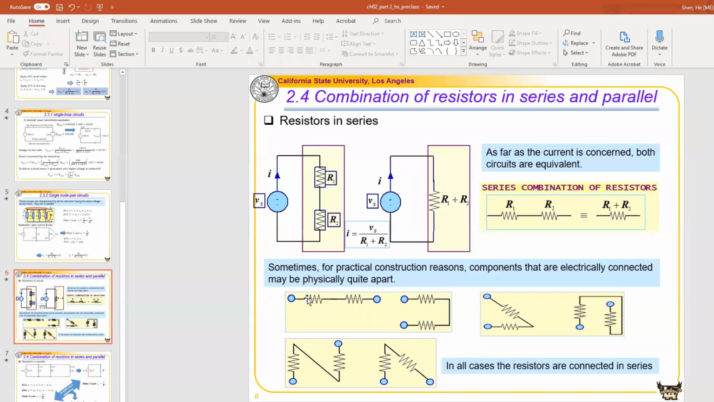In a practical application, you might see resistors in series, but they are probably drawn in different forms. Here are all the examples that show you resistors in series. One resistor connects to the other resistor. One resistor connects to the other resistor. The same here, the same here, and the same here, and the same like that.